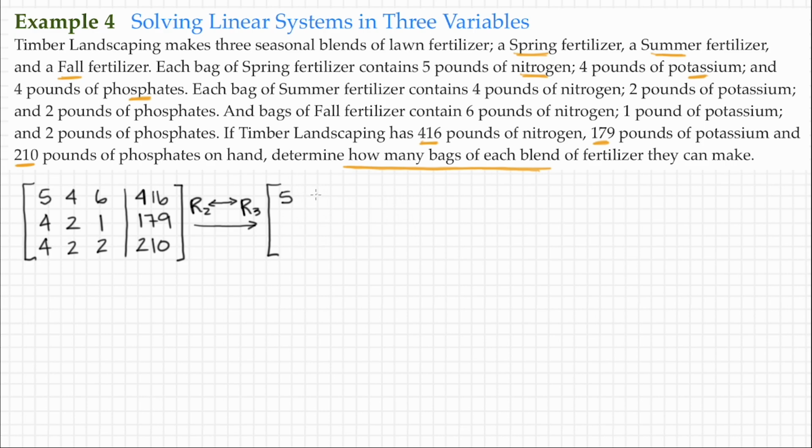So we'll have 5, 4, 6, our vertical line, 416, and then this is going to be 4, 2, 2, and 210, and then 4, 2, 1, and 179. So you could see how we flip-flopped row 2 with row 3. So now we're going to change these other values here into zeros. And it doesn't really matter which row you start with. We're just going to go ahead and we'll start with the second row here. So we'll take row 2 and we'll subtract out 2 times row 3.